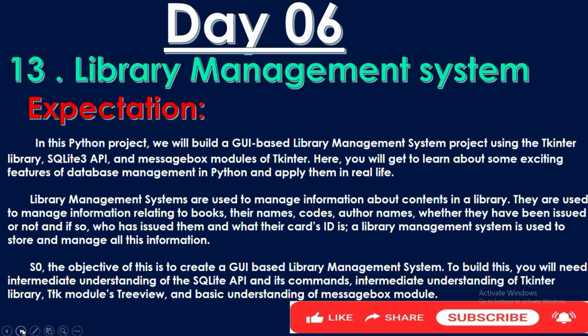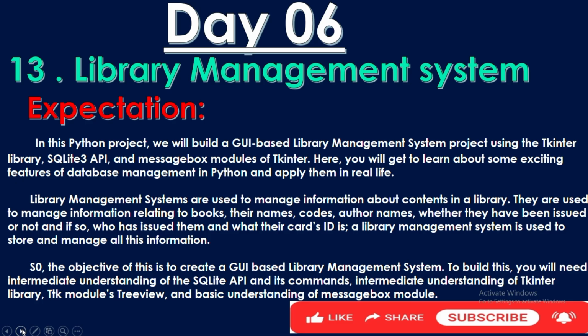A library management system is used to manage the information about the content in a library. It manages information related to the book names, the codes, author names, whether they have been issued or not, whether they are available or not, and if issued, who has issued them and what their card ID is. You get it, the person who has issued the book or who is receiving the book. So a library management system is used to store and manage all this information, which is beautiful.